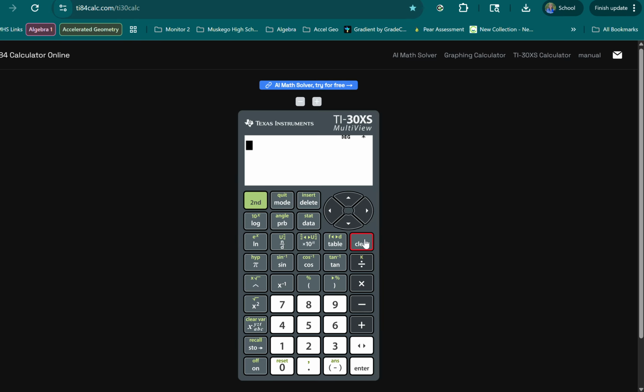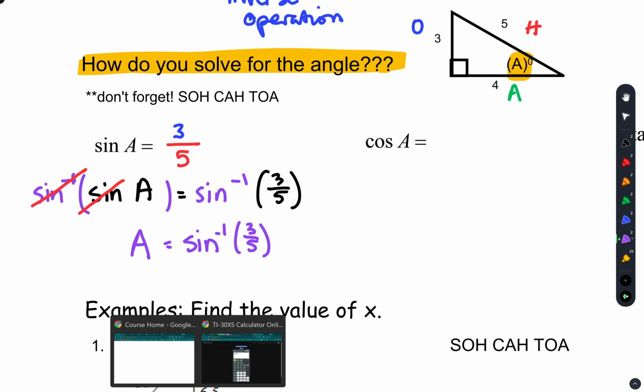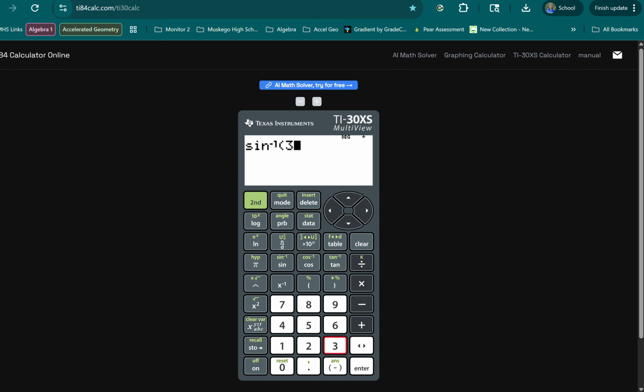Again, make sure your calculator is in degrees, not radians. To get the inverse button, I hit second. So yours should probably be a blue button that says second. And then you go to the sine button and it says sine -1 there. That's our sine inverse button. And then I already forgot what my numbers were. 3 over 5. So then I do 3 divided by 5. I close my parentheses and I hit enter. The answer that we're getting out anytime we do an inverse is an angle measure. So the angle measure for angle A is 36.9 degrees.